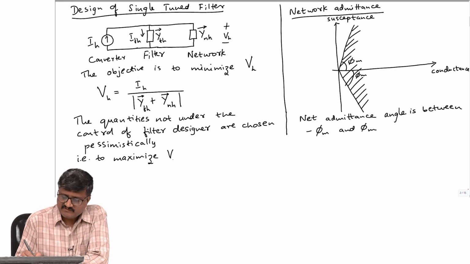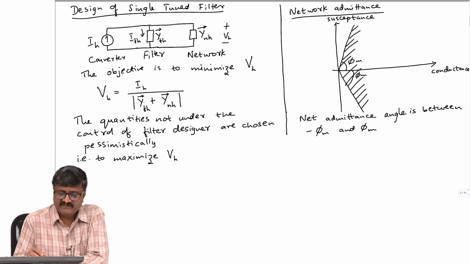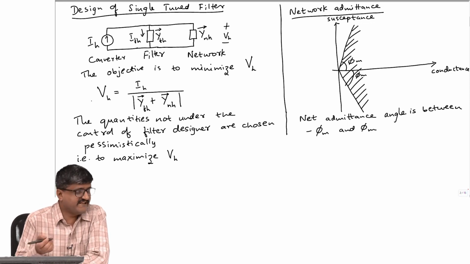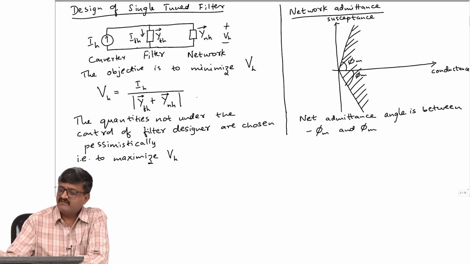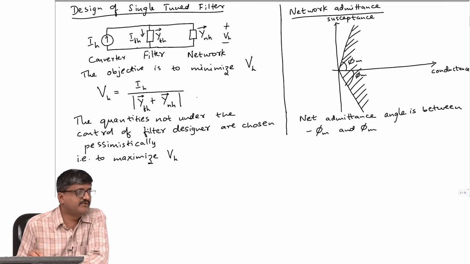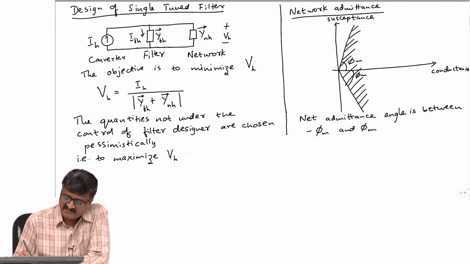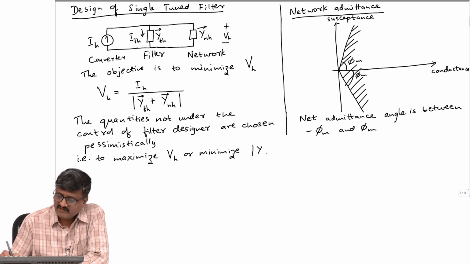VH. So, maximizing VH is actually equivalent to minimizing the denominator in the expression for VH, for a given IH which is constant. Okay. So, here what I am trying to say is YNH, I have not given the value of YNH. I have just said it lies somewhere in the first quadrant or fourth quadrant. I have shown the region also. So, which value to be taken in order to design. Okay. So, to maximize VH or minimize the absolute value of YFH plus YNH.